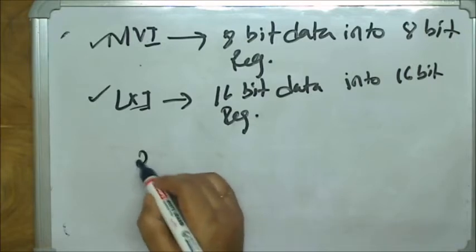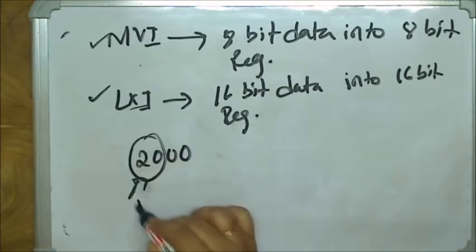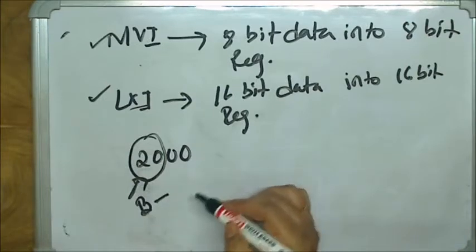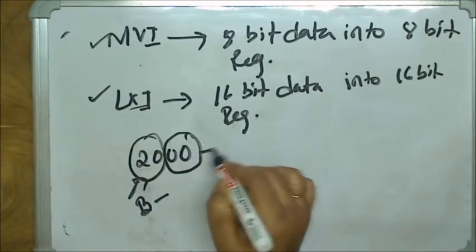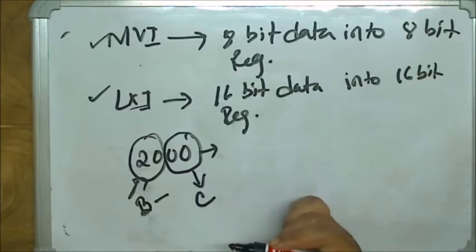So suppose in 2008, which one is the higher byte? 20. So 20 will be loaded in the higher byte register, register B. And 08 is the lower byte data. So this will be loaded in the lower byte register, that is C.